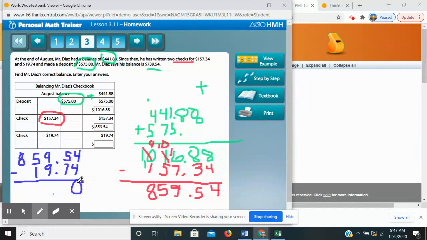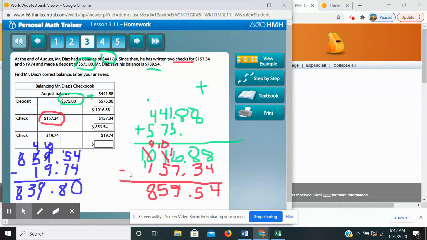4 minus 4 is nothing. Have to regroup here. Borrow it from here. Regroup from here. 15 minus 7 brings me to 8. Remember, I'm subtracting decimals and I have to line up the decimals when I do that. 18 minus 9 is going to bring me to 9. 4 minus 1 is 3. 8 minus nothing is 8.